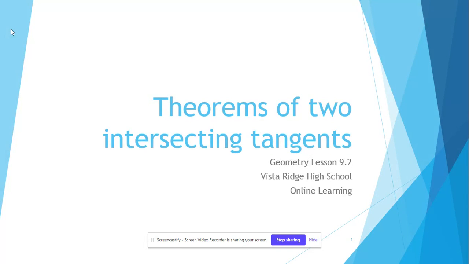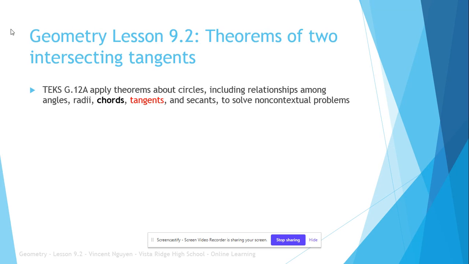Today we are going to discuss the two theorems of tangents. This goes with your lesson 9.2. You are expected to know the relationships among all of these things. Last time we talked about the chords. This time we're going to be talking about the tangents. There are only two theorems that go with the tangents. One is a segment theorem, and the other one is an angle theorem. Just keep in mind, these theorems have a lot of applications, so we'll be looking at other ways that these theorems are being used as well.